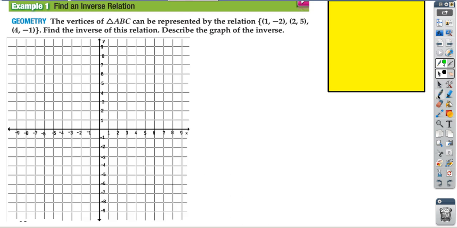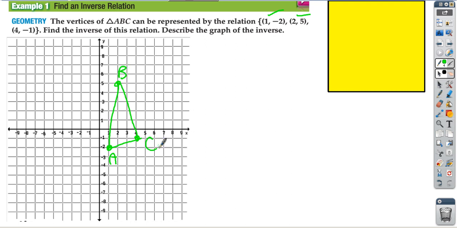Okay, this says we have this function, 1, negative 2. So I'm just going to graph this. There's 1, negative 2. 2, 5 would show up right here. And 4, negative 1 would be right here. It says the vertices of that triangle. So here's the triangle right here. And point A, just put this in order. So there's point A, there's point B, there's point C.